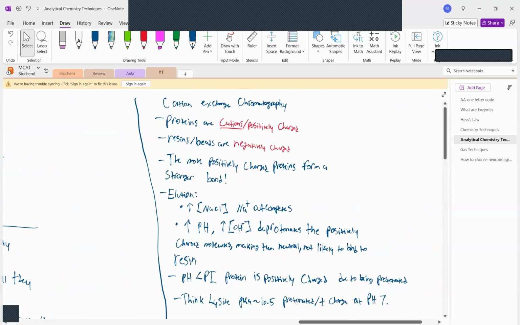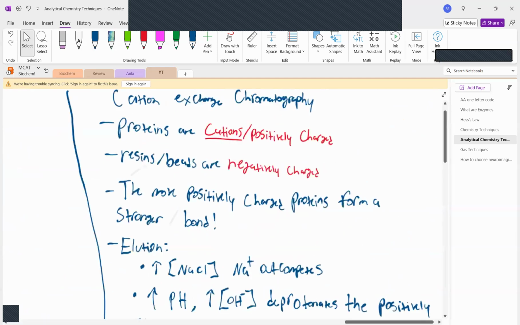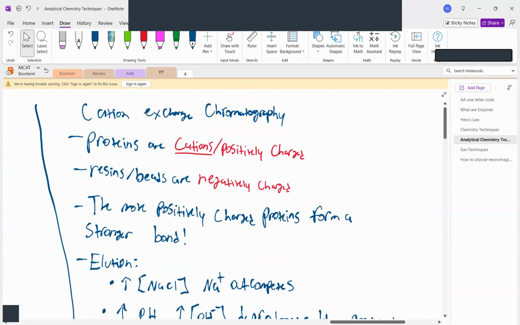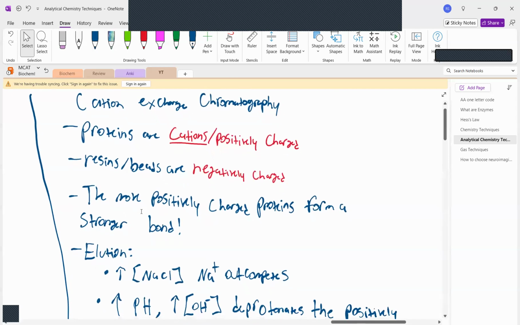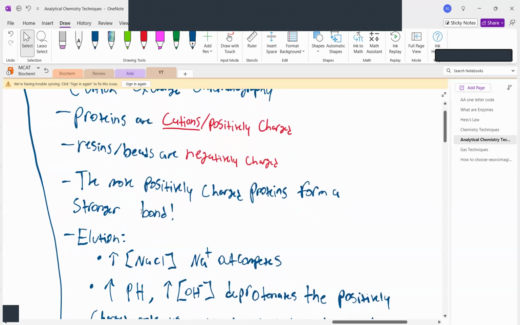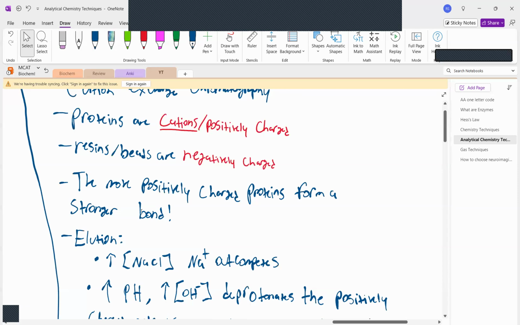Then for cation exchange chromatography. So like the name suggests, at least for me, when I was first learning this, it was kind of confusing. What is the cation? Is it talking about the resin, the beads that your proteins are attracted to, or is it talking about the proteins themselves that are the cation? For cation and anion, you're always talking about the protein itself, the molecule itself. That is what's positively charged, whereas the resin and beads are what are negatively charged. So the more positively charged proteins will form a stronger bond than those that have a weak positive charge.